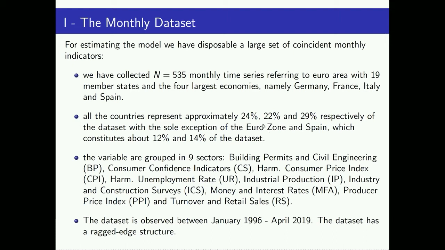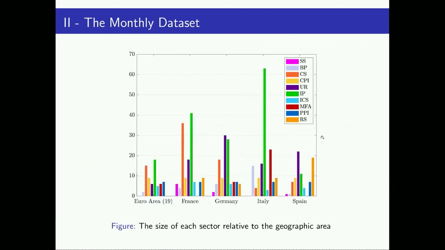The data set that we are considering has 535 monthly time series from the Euro area, considering different countries like Germany, France, Italy, and Spain. We have different sectors, and we run a pseudo real-time experiment related to the period between 1996 and April 2019. This is the composition of our data, and we try to balance all the sectors. And of course, we have soft indicators, hard indicators, financial indicators, and stuff like that.